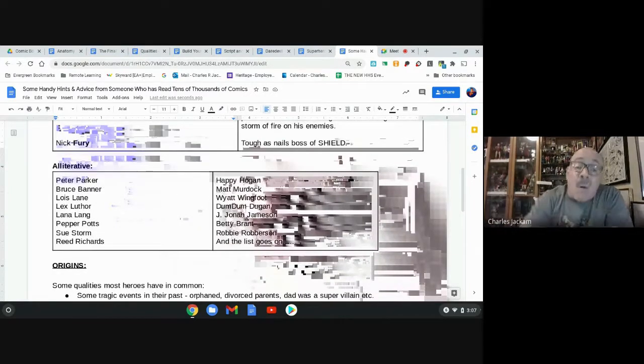Also, more than a few comic book characters have alliterative names. Why? I don't know. They play nicely on the ear. Peter Parker, Bruce Banner, Lois Lane, Lex Luthor, Lana Lang. What did Superman have with double L's? J. Jonah Jameson is Peter Parker's boss and Spider-Man's greatest foe, or at least critic.